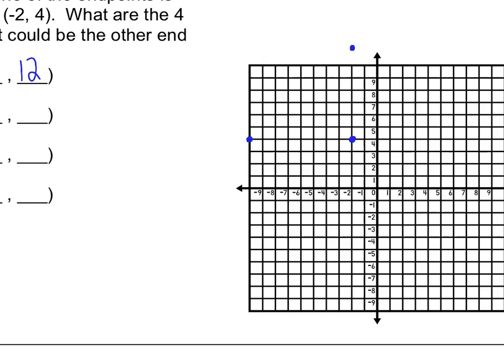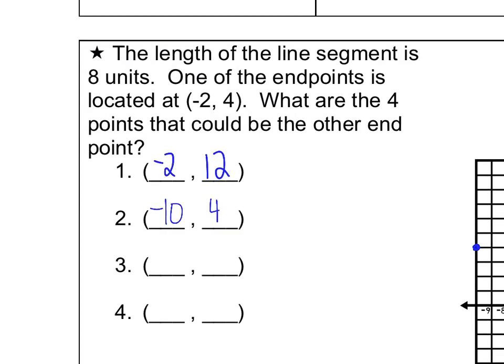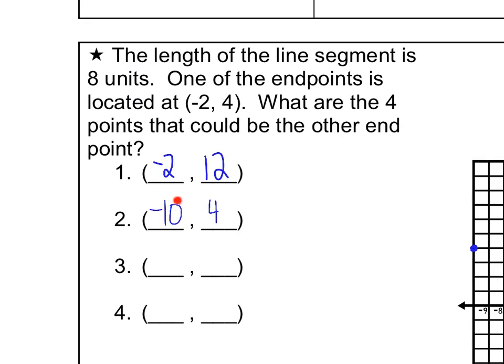So now let's go left. Let's go left 8. 1, 2, 3, 4, 5, 6, 7, 8. That puts us right here at -10, 4. So same y coordinate, different x coordinate. So let's go -10, 4. And if you start looking at the connection here between these points, -10 is 8 units from -2, right? And 12 is 8 units from 4. So now we're just going to go opposite directions.